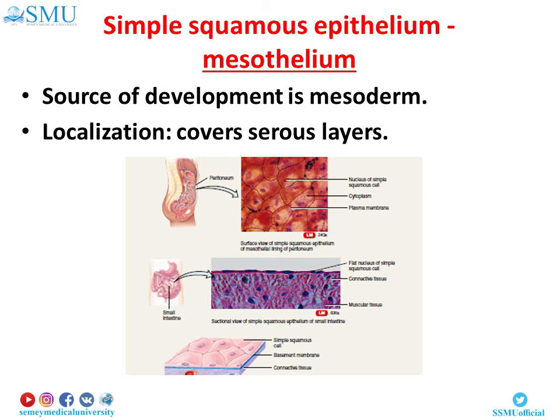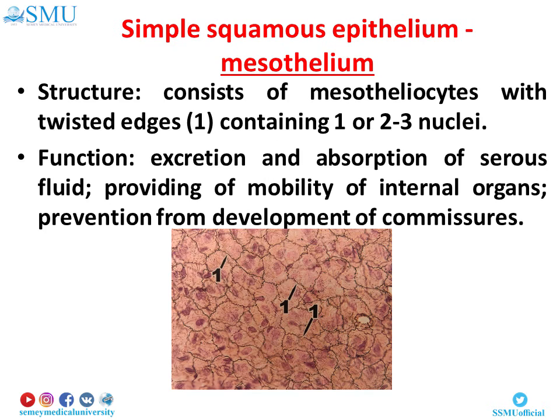Now about different types of simple epithelia. Simple squamous epithelium, mesothelium. Source of development is mesoderm. Localization, serous layers. Structure consists of mesotheliocytes with twisted edges containing 1 or 2-3 nuclei. Function, excretion and absorption of serous fluid, providing of mobility of internal organs, prevention from development of commissures. In this slide you see mesothelium impregnated by silver with staining of nuclei by hematoxylin. Numerated by 1, twisted edges of mesothelial cells are visible.